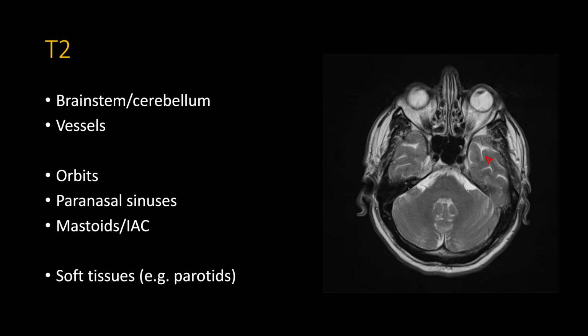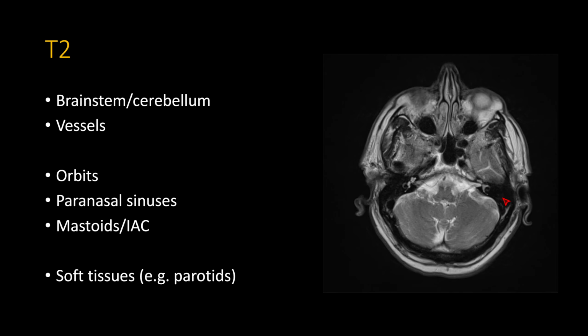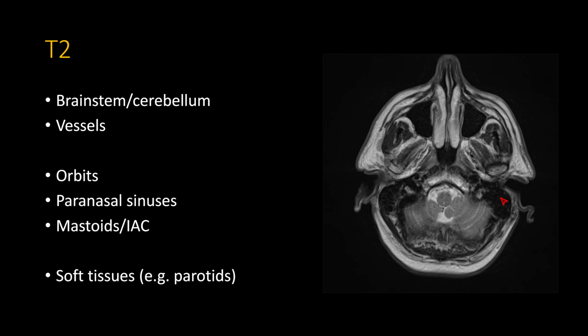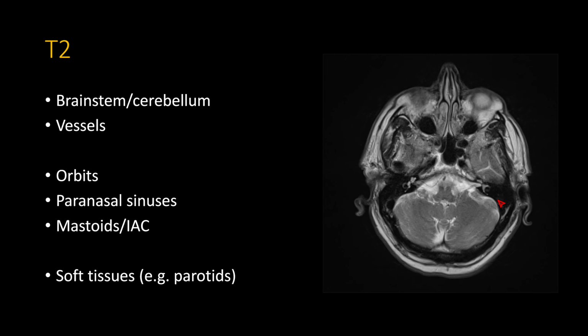That's just mucosal thickening in those paranasal sinuses. Then you look at the mastoids here on either side. Make sure there's no effusion. If there was an effusion, you'd see some bright signal within those mastoids.